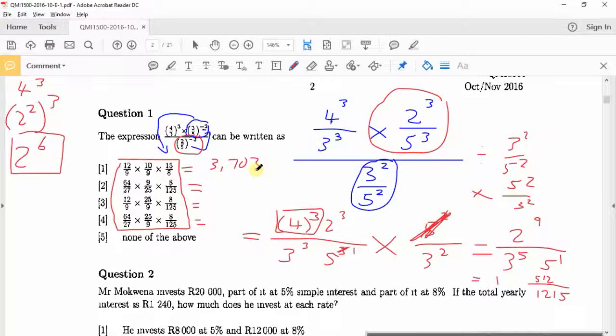Right, then the next one. Now, this is not a very nice question to do because they're giving you all these decimals, numerators, denominators, all of that stuff. So 9 over 25.